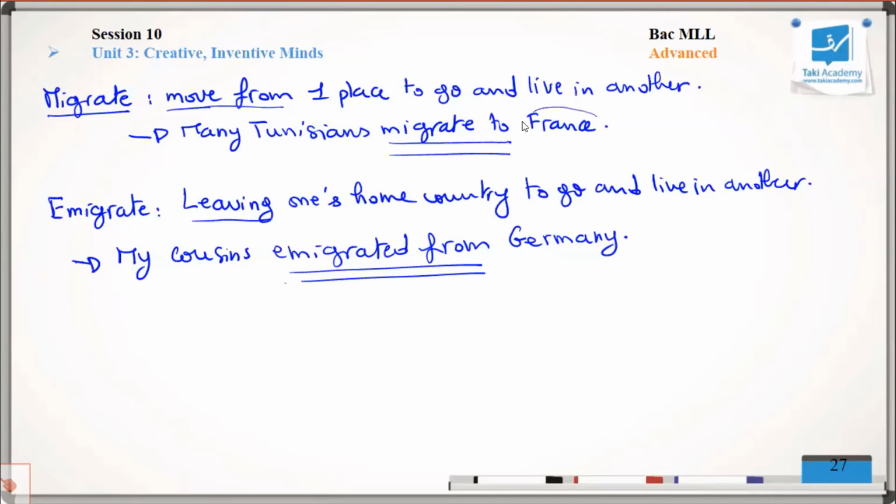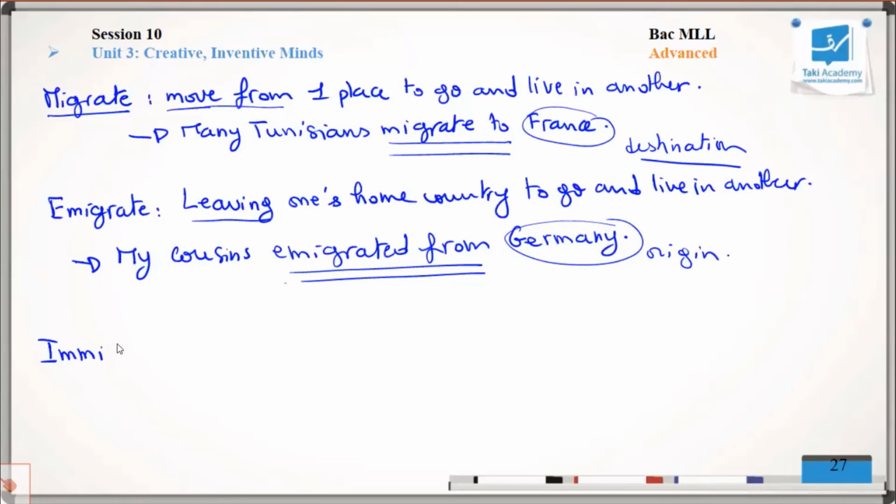So here we are talking about the destination where you go to. And here we are talking about the origin, the original country. And then we have immigrate with an IMM. And here it means to come to another country.